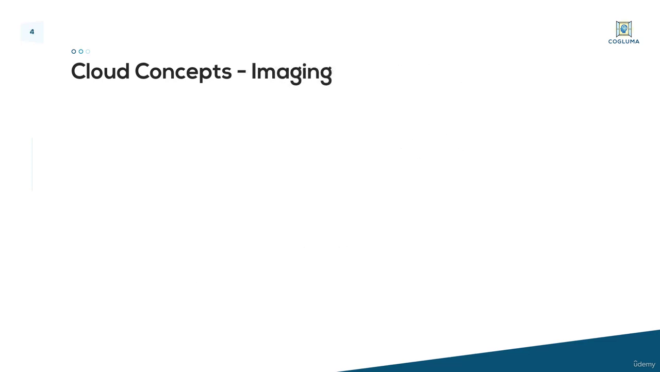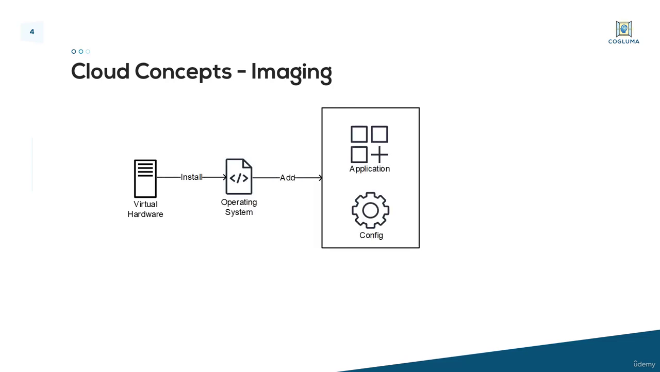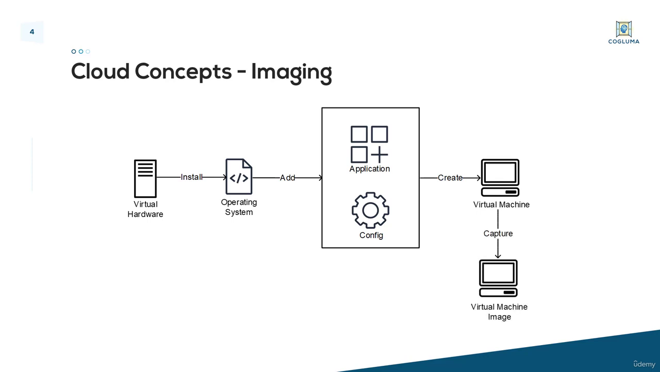One thing that's been around before AWS and before even virtual machines is imaging or cloning. At a high level, the way that this works is we have some virtual hardware, we install an operating system on it, then we add whatever applications or configurations we need. That creates a virtual machine. Then we can use a technology to capture that configuration, capture all of that data, and that creates a virtual machine image.